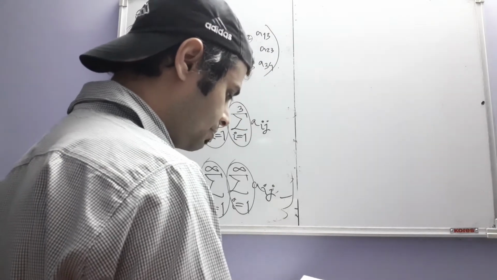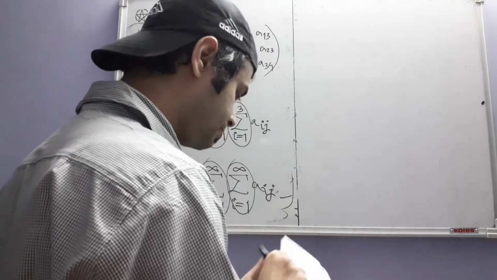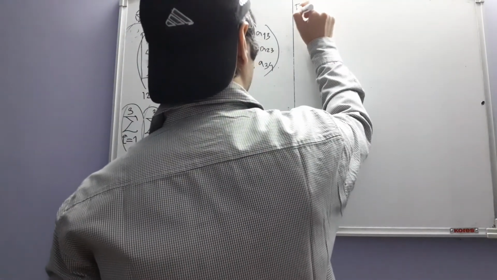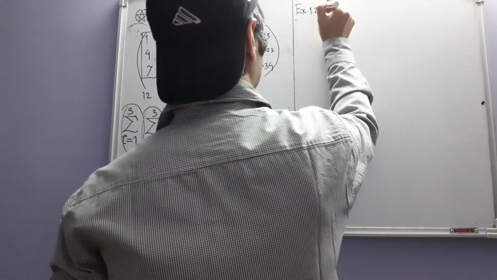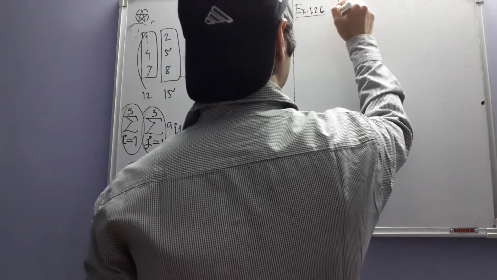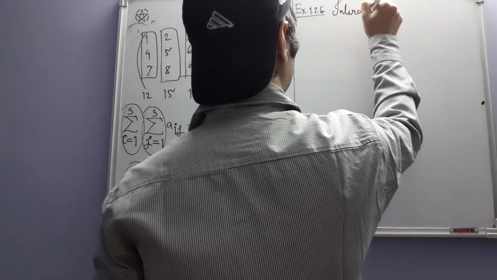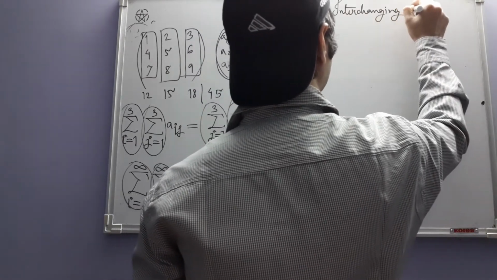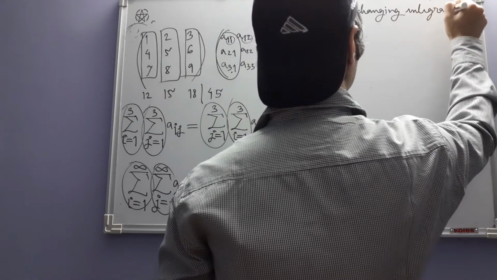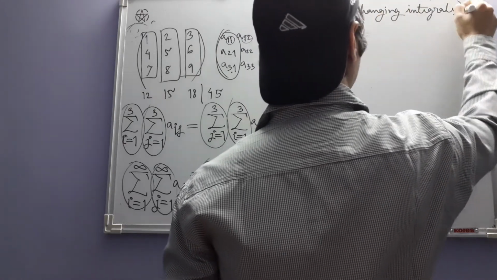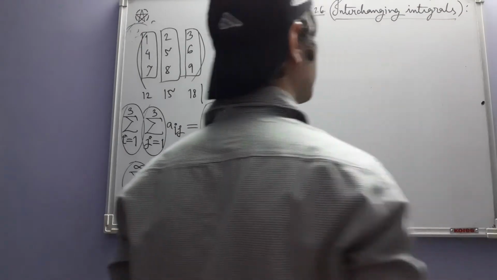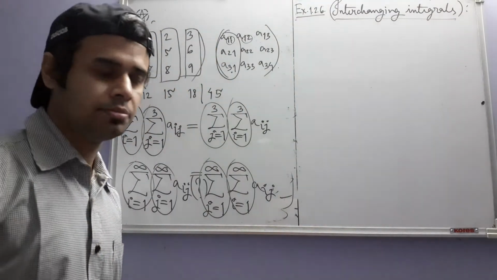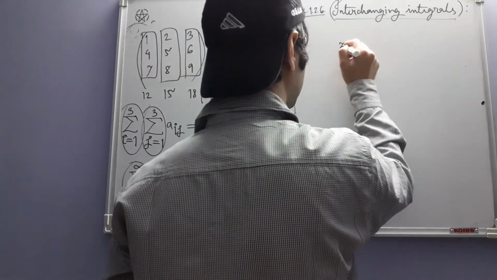So after that, we have, yes, example 1.6. This one is interchanging integrals. Sometimes we work with functions of more than one independent variable, which, for example, may look like this.